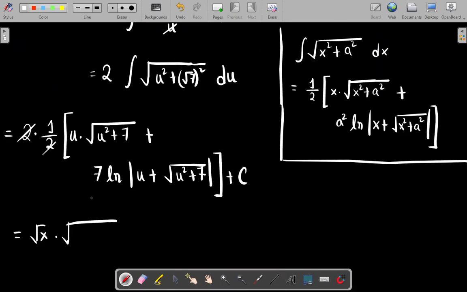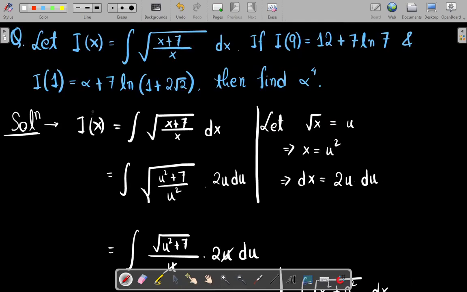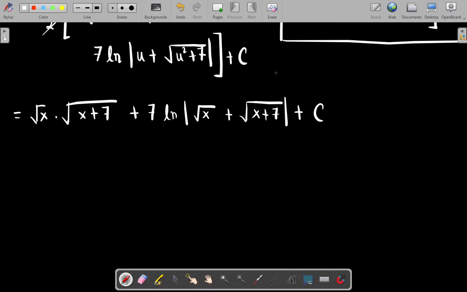So this becomes square root of x plus 7 times log, this is again root x plus x plus 7, right, plus c. So this is the I(x) value, function of x. Okay, so now I'm going to use these conditions, I(9).